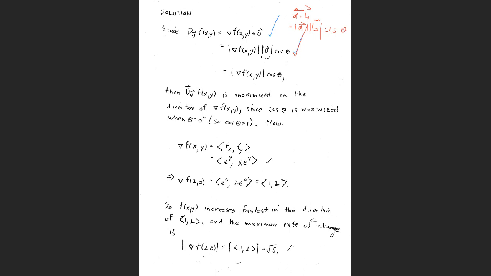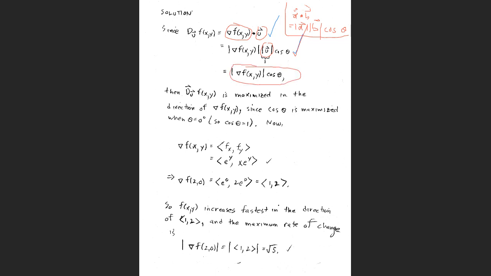But that definition of the dot product, that formulation, is true for all vectors A and B. And we have two vectors here. One is the gradient vector and the other is this unit vector. The length of the unit vector equals 1, right? And so the directional derivative can be expressed in this form right here.